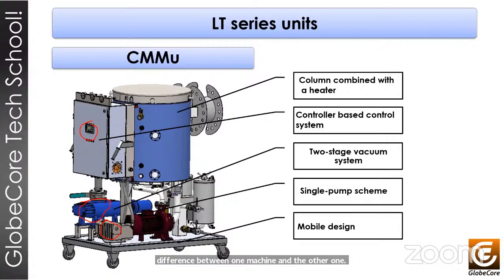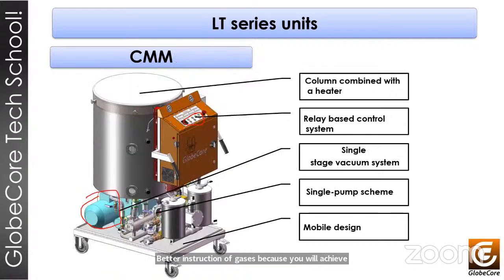When you have a bigger vacuum system, you will have better extraction of gases because you will achieve better levels of vacuum. But the CMM series is a really good machine, it helps you remove water and gases in a really good way, but it is a little bit lighter than the other machine.